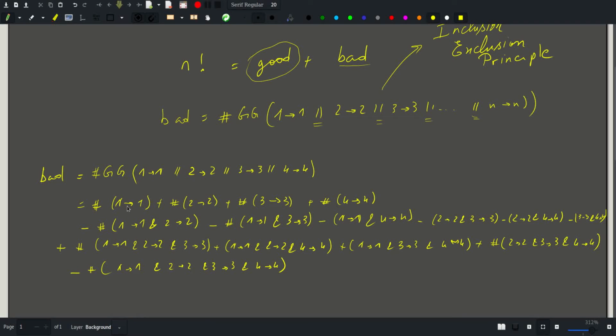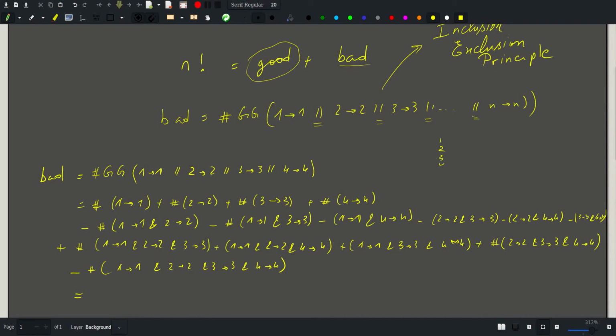So as you can see, the inclusion-exclusion principle allowed us to break down this formula that we did not know how to calculate into this. But this is still not simplified, so let's try to make sense of it. So in this first line we have the number of ways where one element is mapped to itself. So what are the number of ways that map 1 to 1?